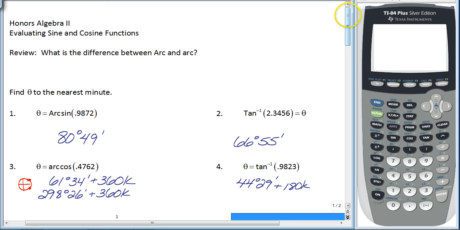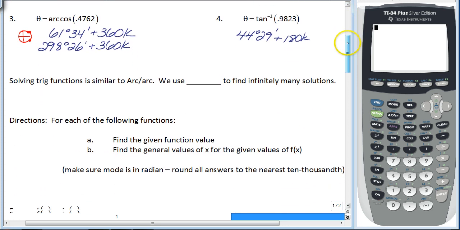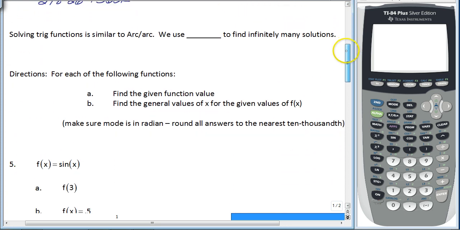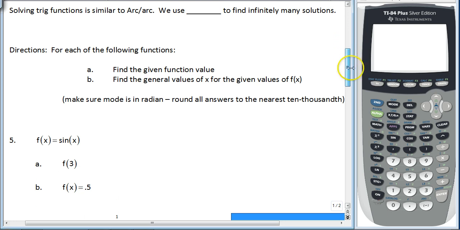Okay, so where we're going to go from here is we're going to be solving trig functions similar that way. We are going to find infinitely many solutions, but this time we're going to use our little arc in our calculator to find the infinitely many solutions. So how are we going to do that?